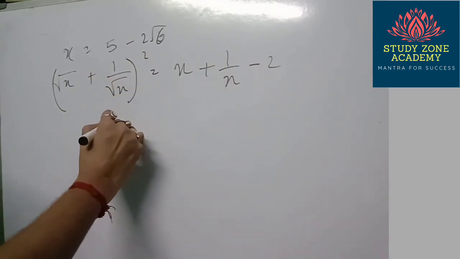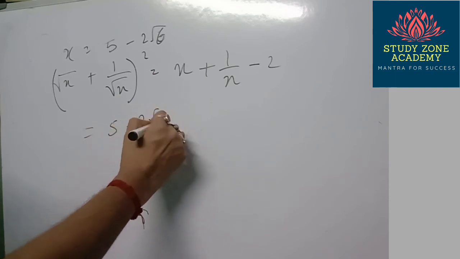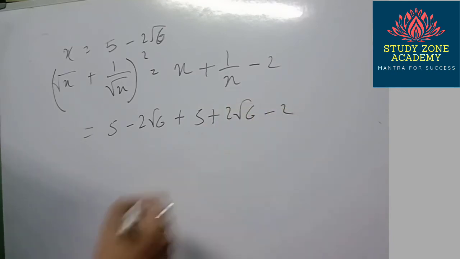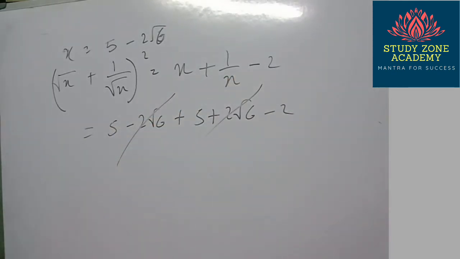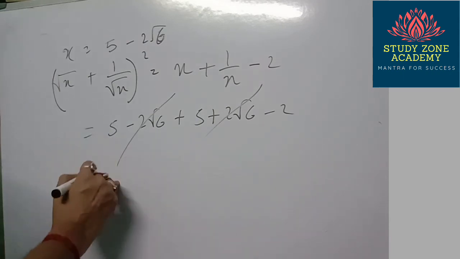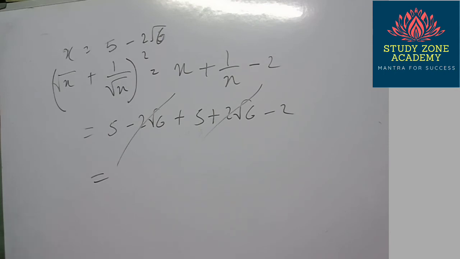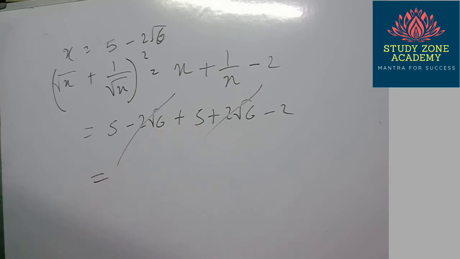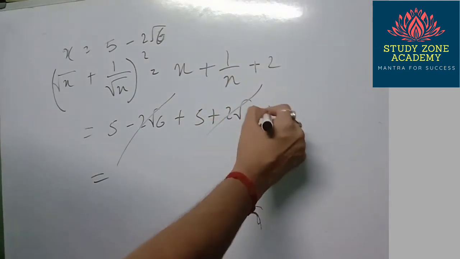So let us put the value. We are going to get 5 minus 2 root 6 here, and for this we are going to get 5 plus 2 root 6 minus 2. So these things are getting cancelled. So what are we getting? We're getting 5 plus 5, 10, and 2, that is 12. 5 plus 2, sorry, did I miss anything? Yeah, sorry, it will be plus 2.